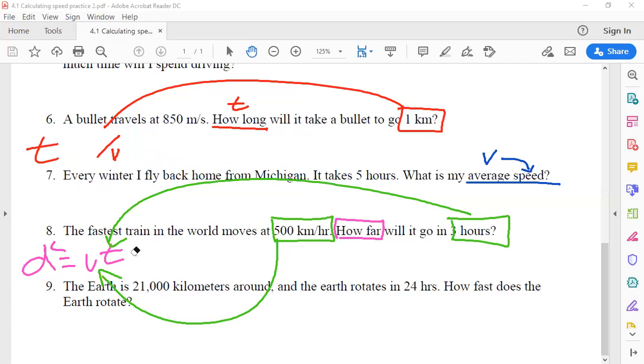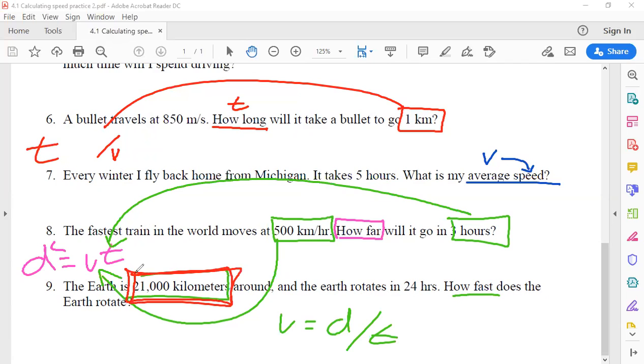All right. Problem number 9 says, how fast does the Earth rotate? How fast? That's going to be a V equation. V equals D over T. We're going to find the distance. That's this one. You pick the color, so this makes sense. This is the distance. We're going to divide that by the time. That's 24 hours. 21,000 over 24. That's how we solve those, guys.